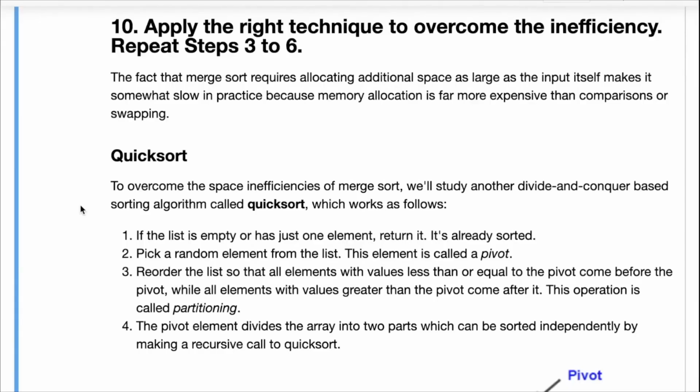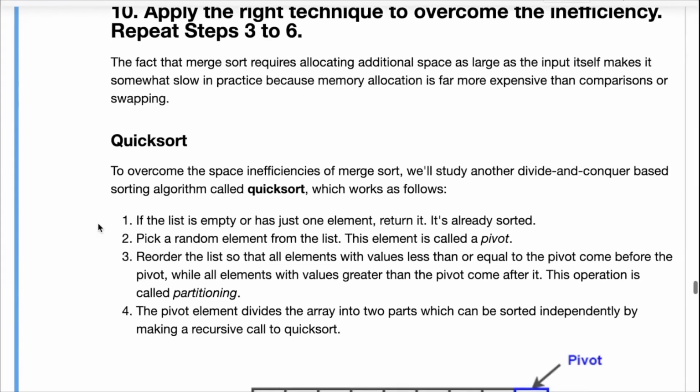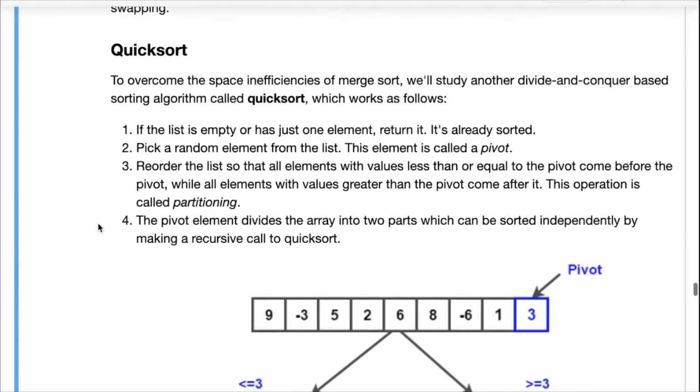Now, 1 or 2 variables is fine, but if you're dealing with 1,000,000 elements, you're probably going to need maybe a few MB of additional space. And that is what may slow down your algorithm a little bit. It would still be n log n, but the constant factor, the cost of each operation, will be higher because it involves an allocation. Now, to overcome the space inefficiencies of merge sort, we will study another divide and conquer based sorting algorithm, and this is called quicksort.